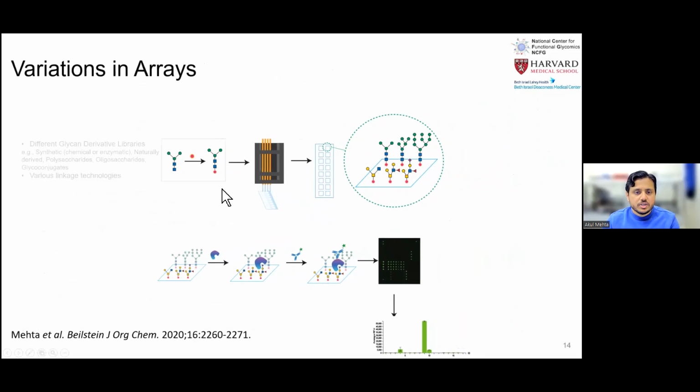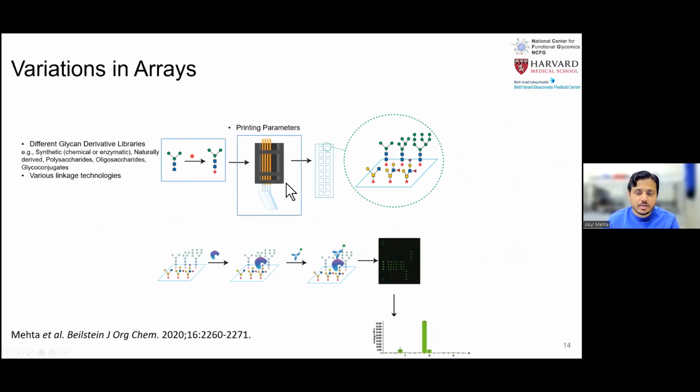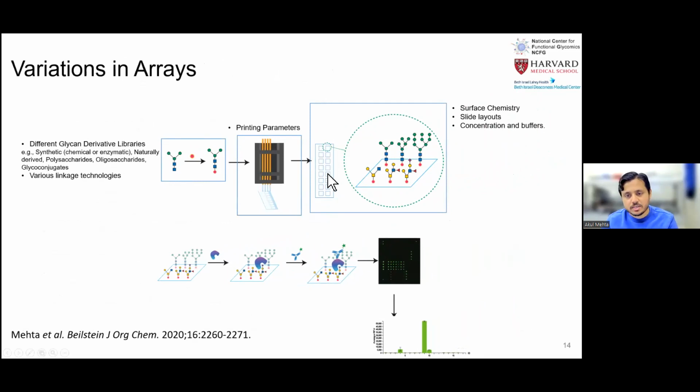There are a number of variations you can do to the glycan arrays. You can have different glycans with different derivatives, various linkage technologies. You can change printing parameters to have more spots, fewer spots, bigger spots, depending on what you need. You can change the surface chemistry or the slides which you use, the layouts of the arrays on the slides, the concentrations and buffers which you use to print, and those kinds of optimizations need to be done sometimes to get better printing on the slides.